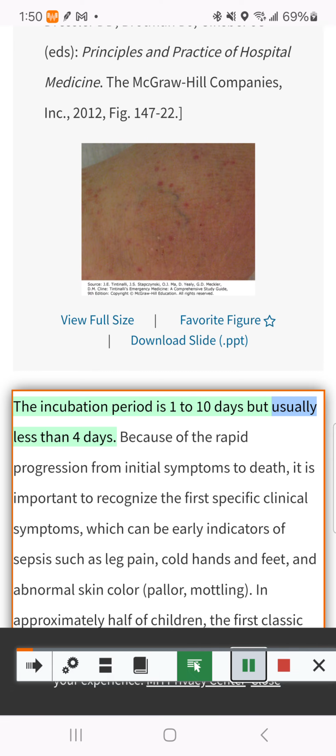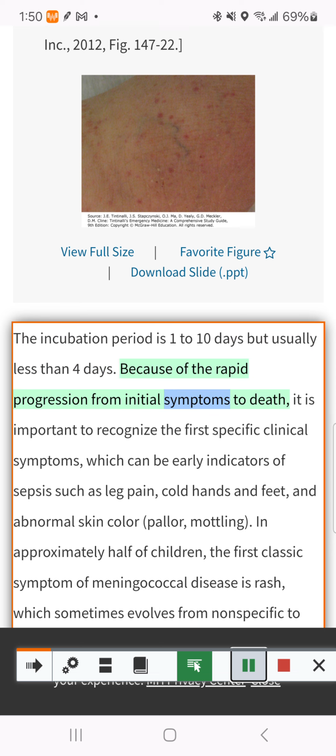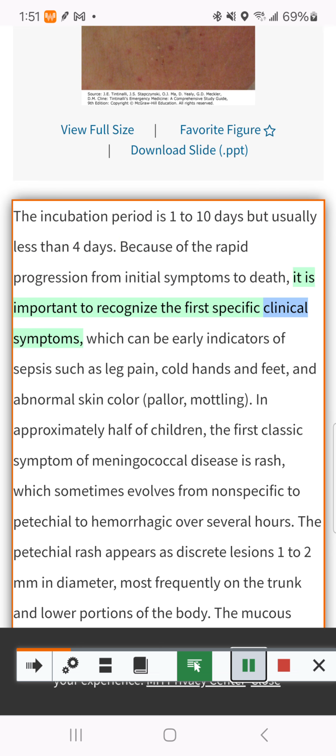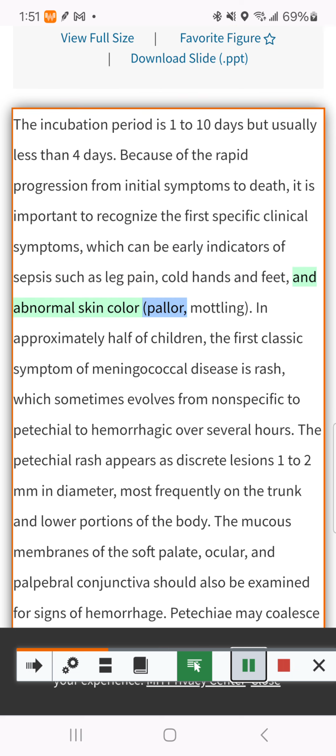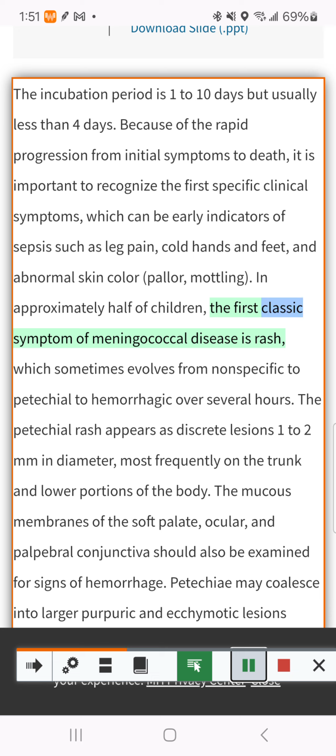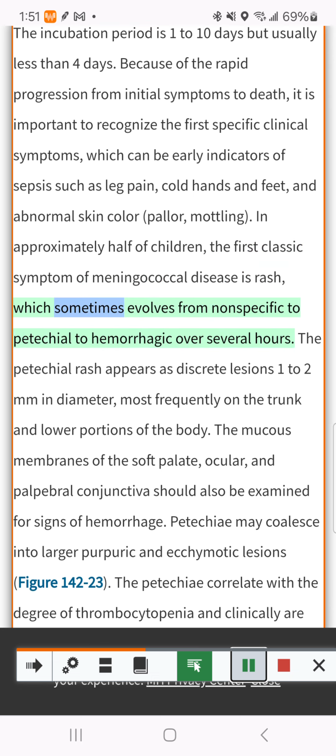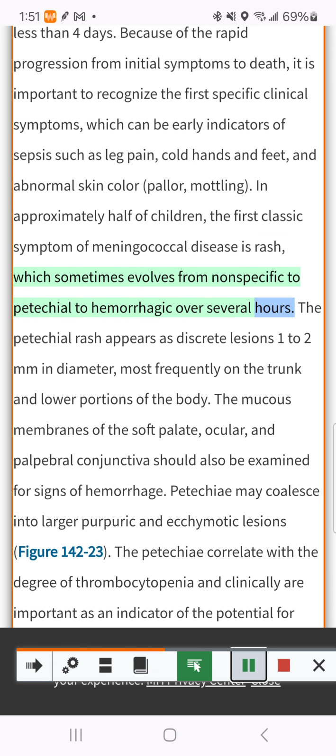The incubation period is 1 to 10 days but usually less than 4 days. Because of the rapid progression from initial symptoms to death, it is important to recognize the first specific clinical symptoms, which can be early indicators of sepsis such as leg pain, cold hands and feet, and abnormal skin color, pallor, mottling. In approximately half of children, the first classic symptom of meningococcal disease is rash, which sometimes evolves from nonspecific to petechial to hemorrhagic over several hours.